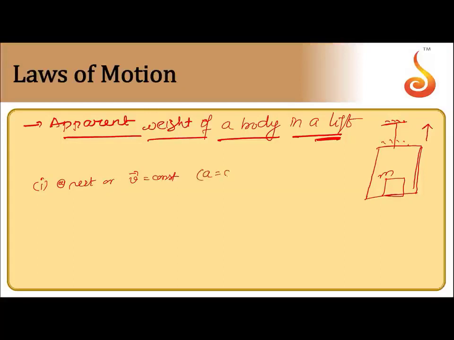It implies that the acceleration is 0. Then you know that mg and N are equal to each other, and the normal reaction is a measure of its apparent weight. Thus we can say the apparent weight of the object is equal to its actual weight mg. So the apparent weight is equal to the true weight.